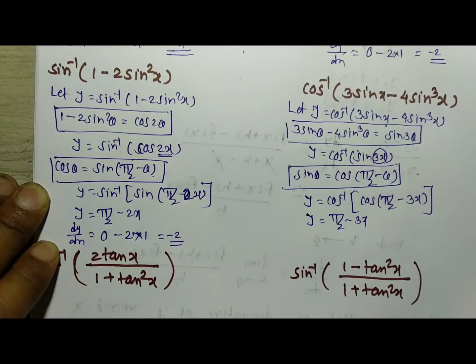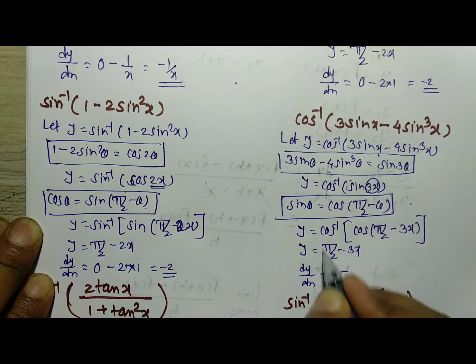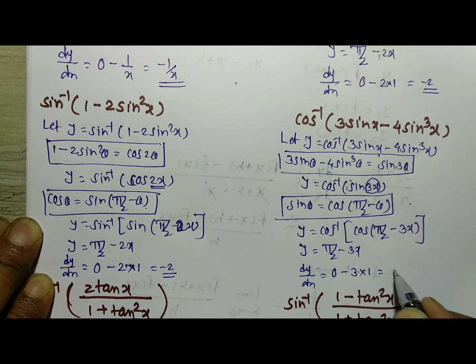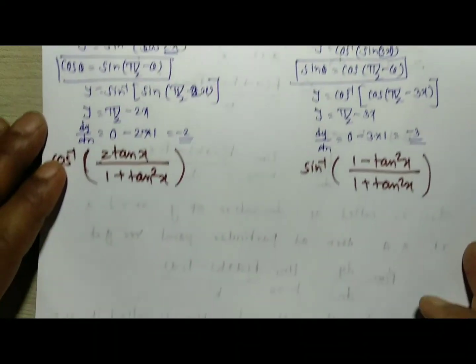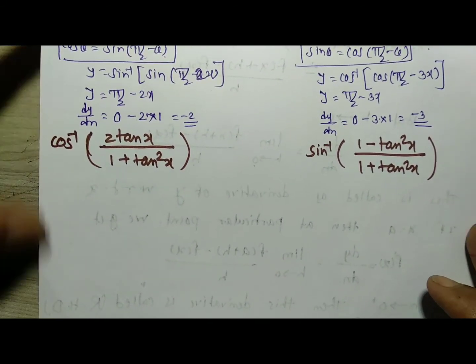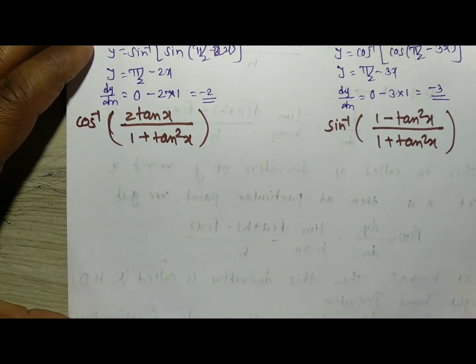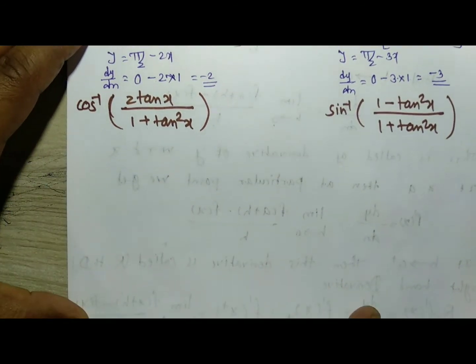Now the derivative of y with respect to x, dy/dx, is equal to the derivative of pi/2, which is 0, minus 3, because 3 is a constant, into the derivative of x, which is 1, and therefore it is minus 3. Similarly, you can perform the derivatives of those functions which are related to another consideration of this cos inverse.